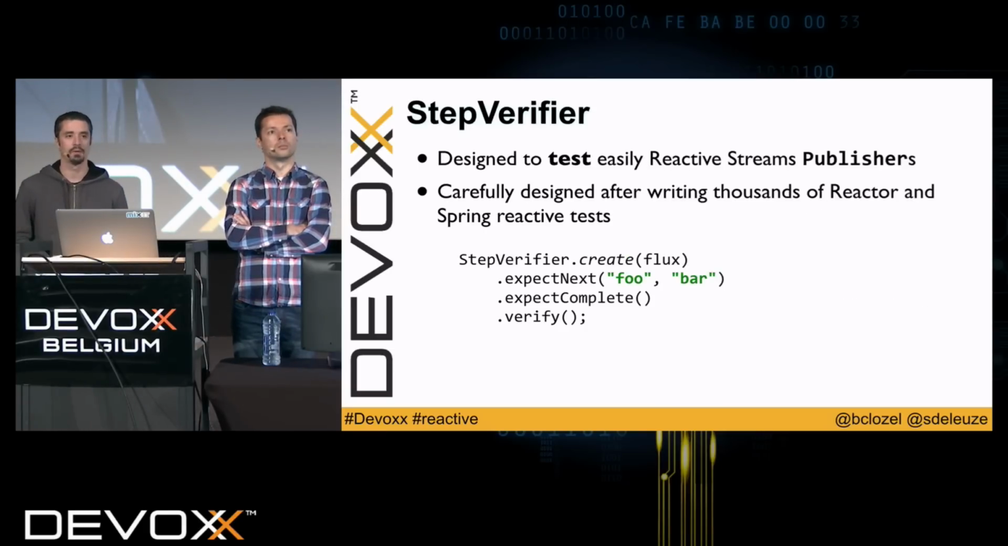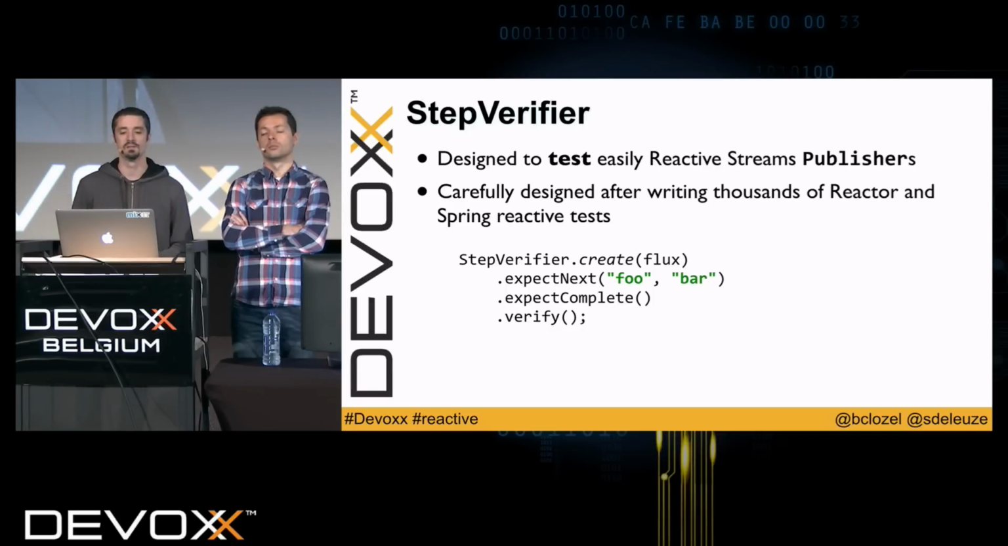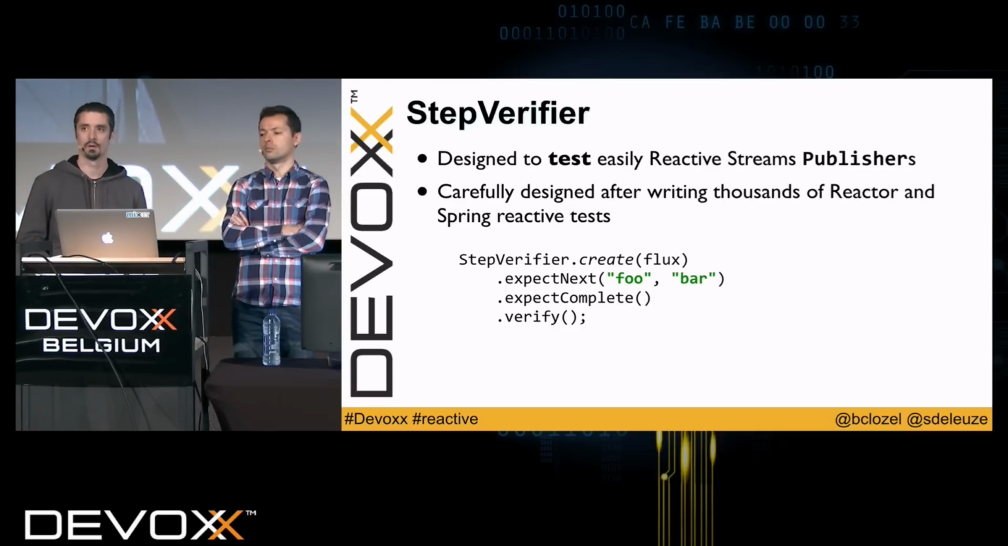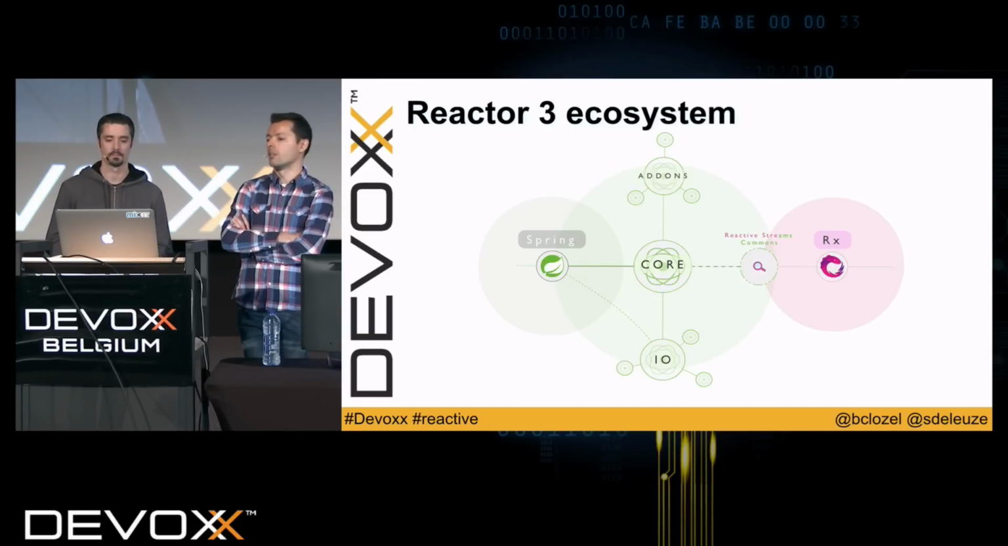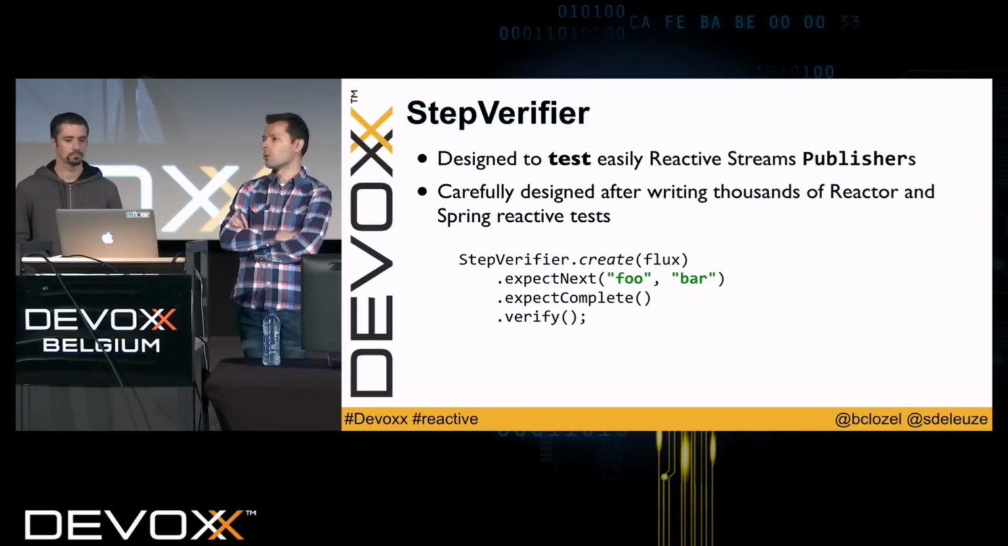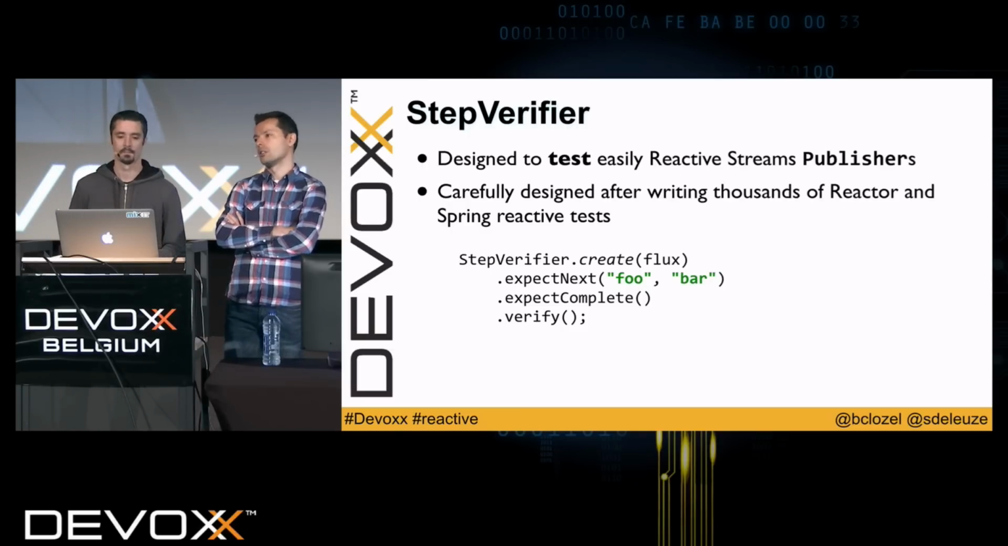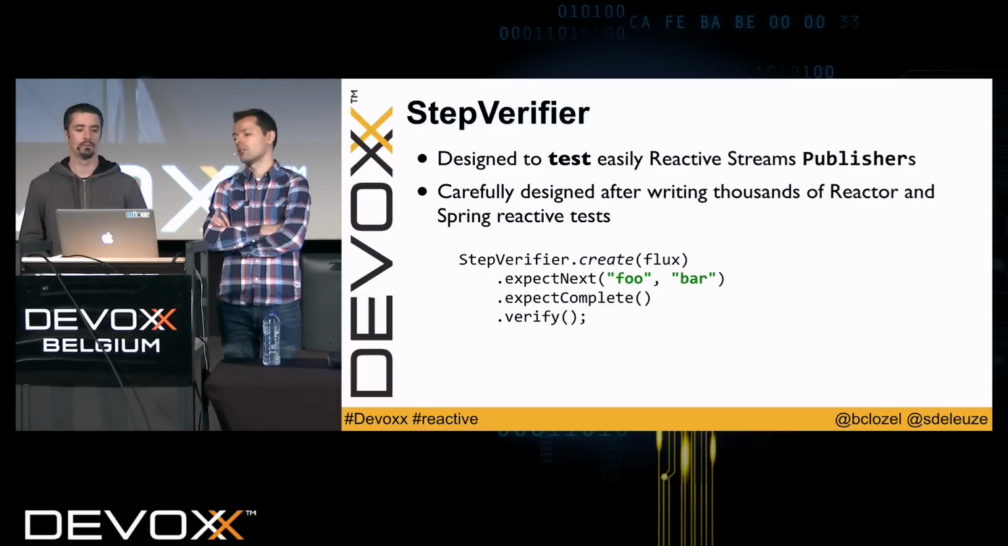And the last type we are going to use a lot is StepVerifier. It's designed to easily test Reactive Streams Publishers. That's the equivalent of the TestSubscriber from RxJava. At the beginning, we reused something very close to the TestSubscriber from RxJava. And after writing thousands of Reactor and Spring reactive tests, we chose to build a new API that is a little bit different, and we are quite happy with the result. Yeah, and that type is not in Reactor Core, it's not in that jar. It's in a different jar, a specific test dependency.